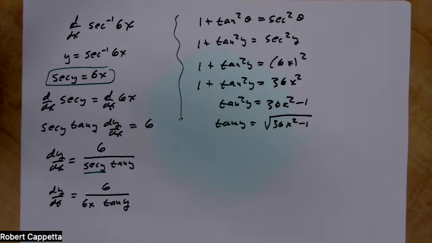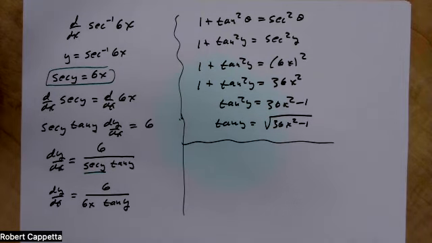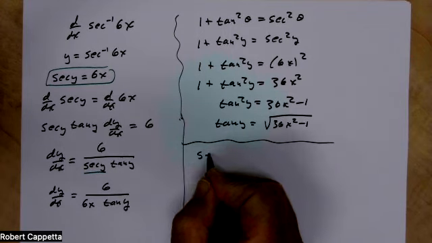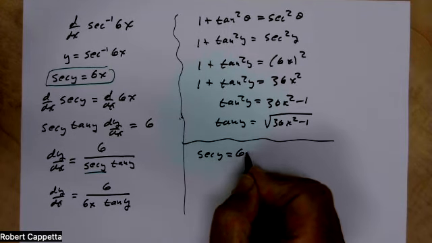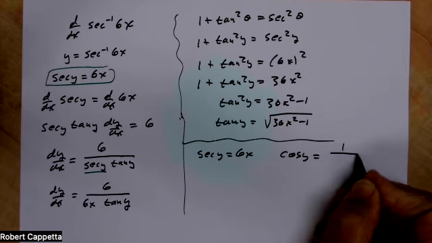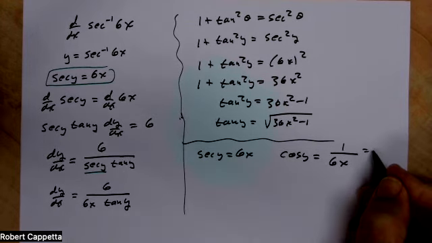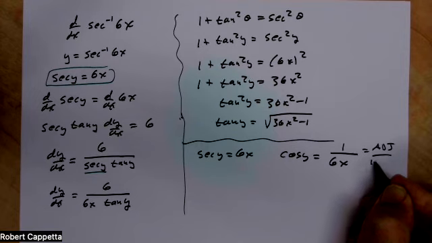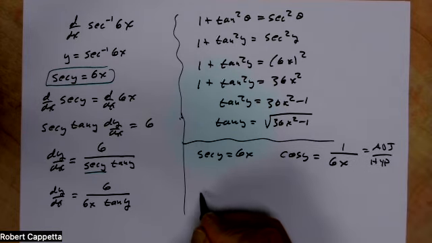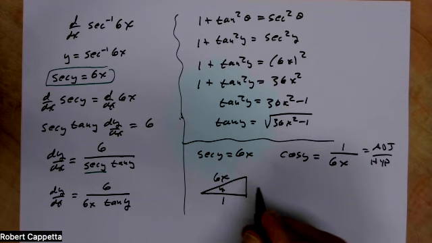The other way to get that is by playing with triangles. So secant y is 6x, which would mean cosine of y is 1 over 6x. So drawing our triangle, cosine is adjacent over hypotenuse. We'll draw the triangle. Cosine y: adjacent 1 over the hypotenuse is 6x. Let's call this third side, I don't know, call it a.